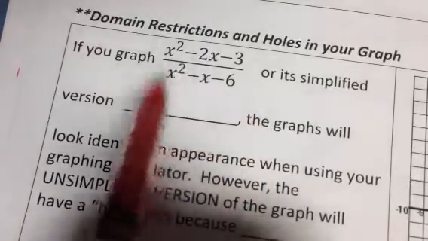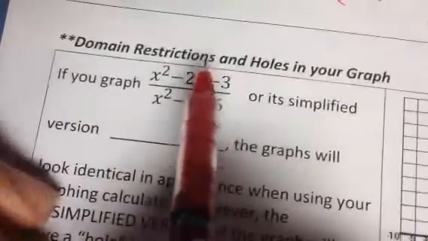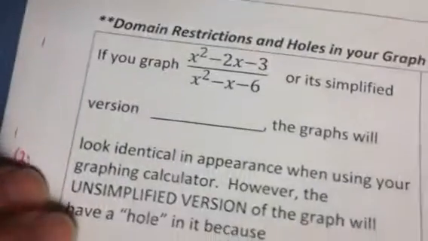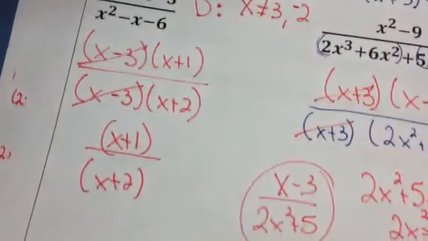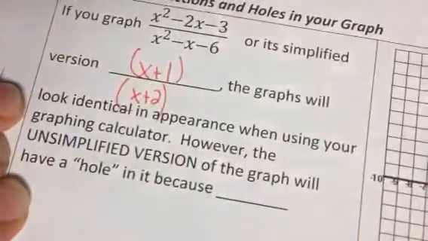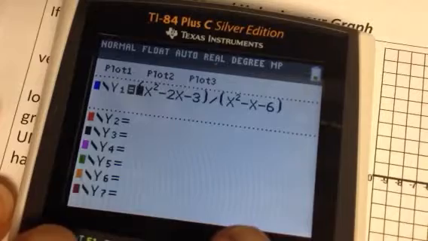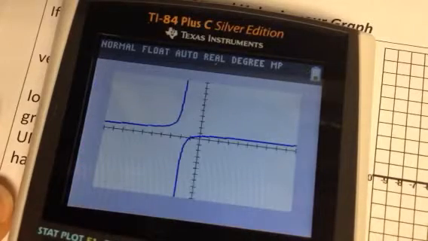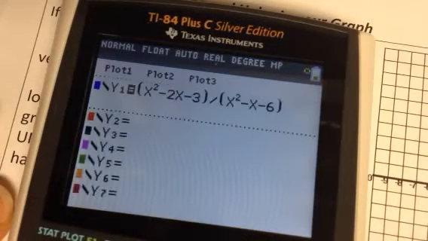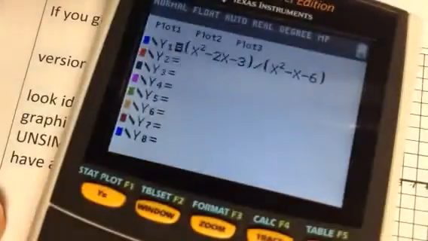So if you took this problem and you graphed it, or you took a simplified version and you graphed it. So this problem is just the one here. So we already did this, and the simplified version was x plus 1 over x plus 2. What you're going to see is that you're actually going to have the same graph. So what I've done already is I've put in the original problem, and here's the graph. And now what I'm going to do is put in the other version, the simplified version.